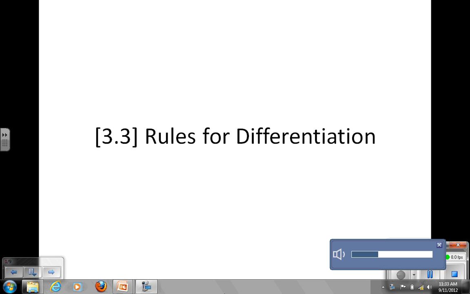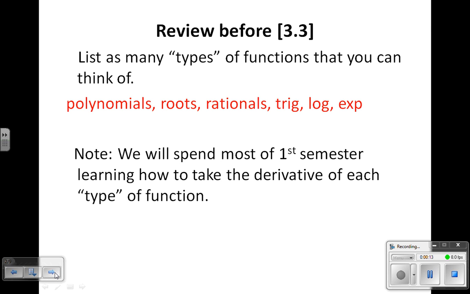Okay, let's start. First of all, I wanted to make sure people were clear about what different types of functions are. I'm using the word type kind of loosely, but think polynomials versus roots versus rational equations, trigonometric equations, logs, exponentials. As you move along in the years in math, you are introduced to more and more different looking things.